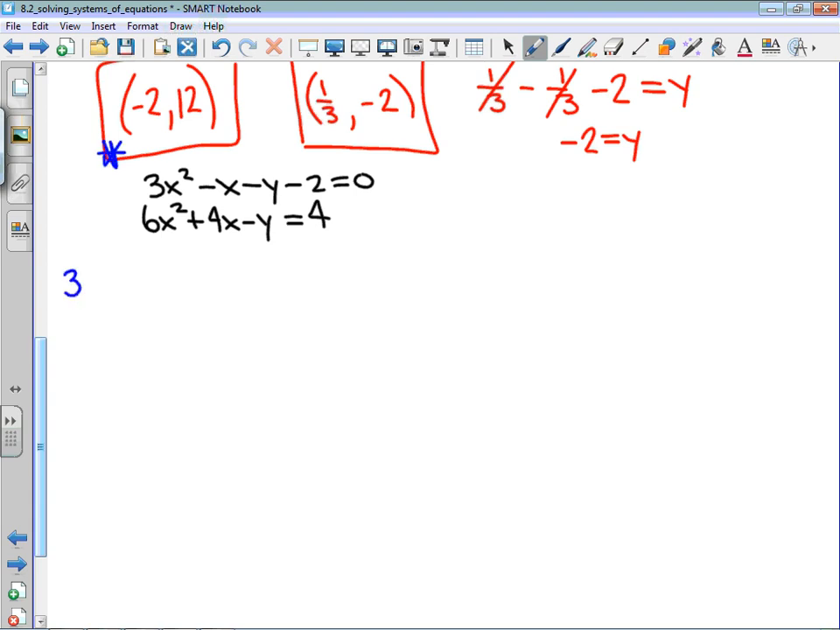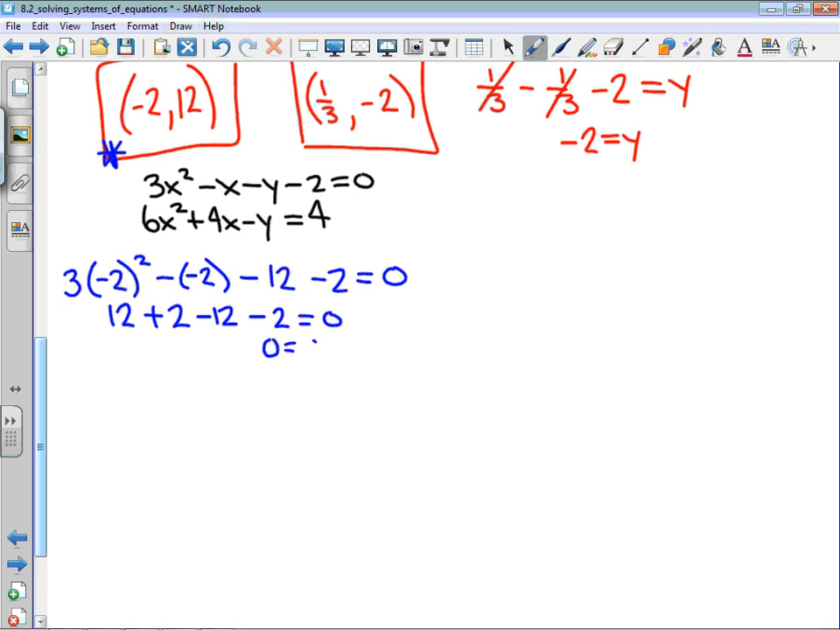3 times -2 squared minus -2 minus 12 minus 2 should be equal to 0. This is 12 plus 2 minus 12 minus 2 is equal to 0, and I get that 0 is equal to 0. So that one worked, right? That 12 cancels with the negative 12, this 2 cancels with this negative 2, and we get 0 equals 0.